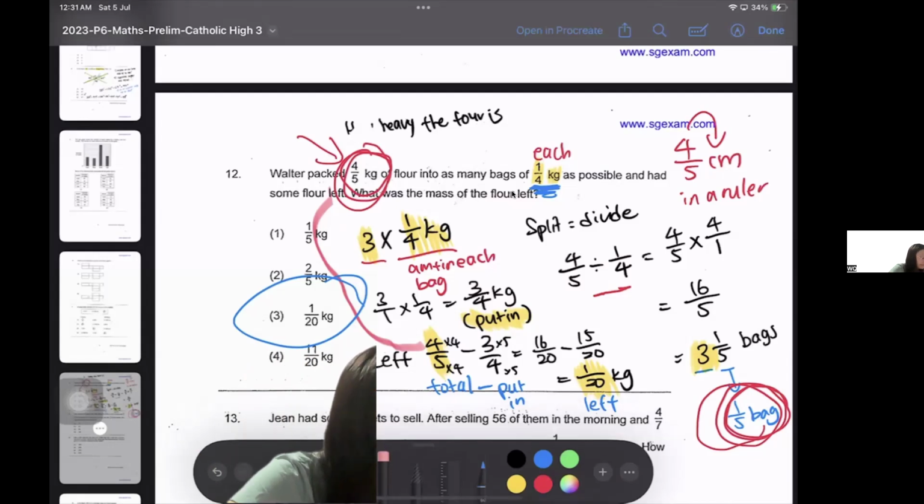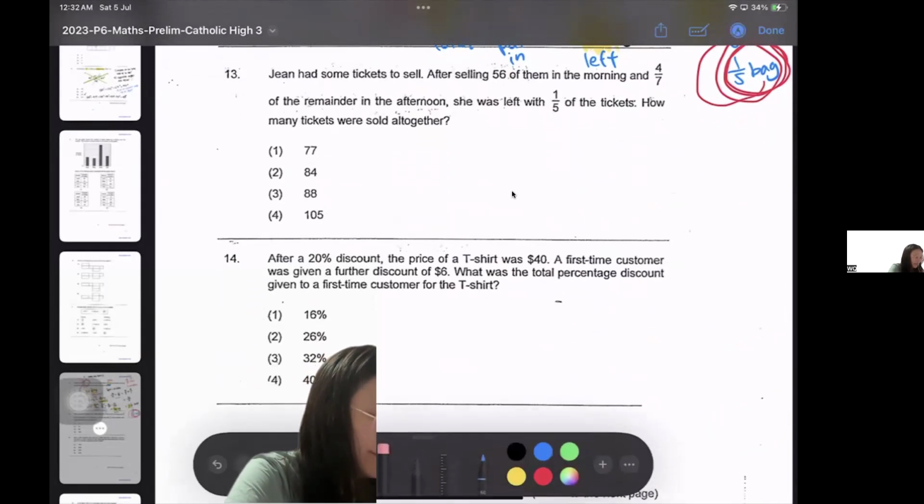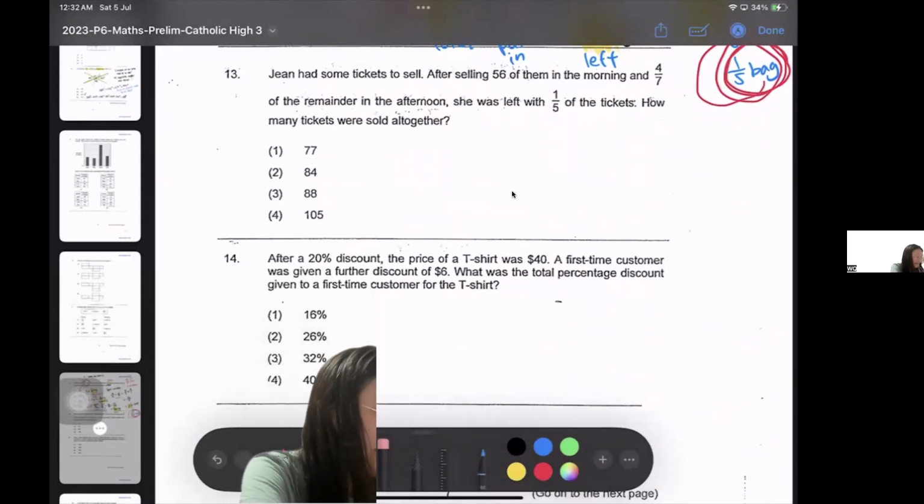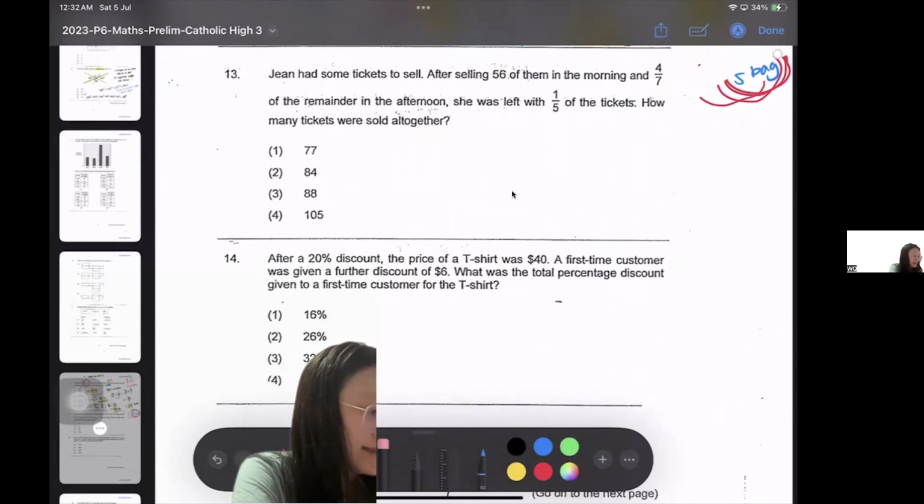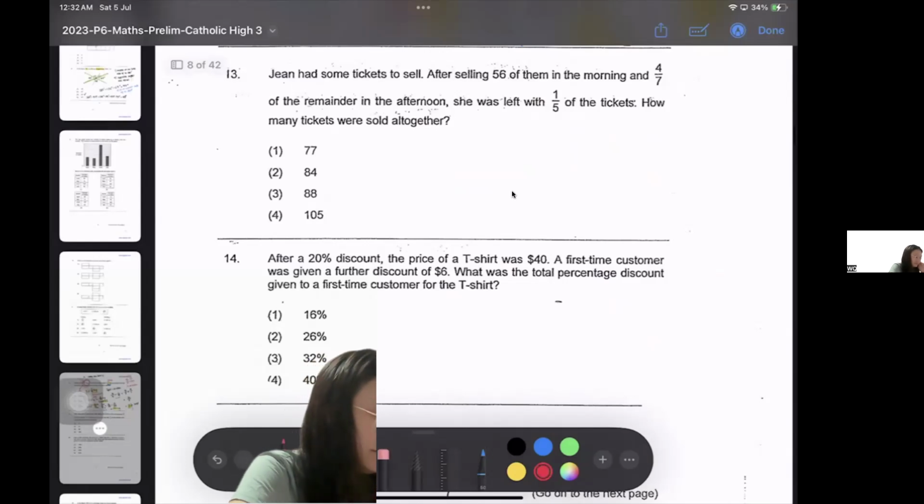I'm going to move on. Next one. Jean had some tickets to sell. After selling 5/6 of them in the morning and 4/7 of the remainder in the afternoon, she was left with 1/5 of the tickets. How many tickets were sold altogether? So she sold 5/6 of them in the morning and 4/7 in the afternoon, and she is left with 1/5 of the tickets.